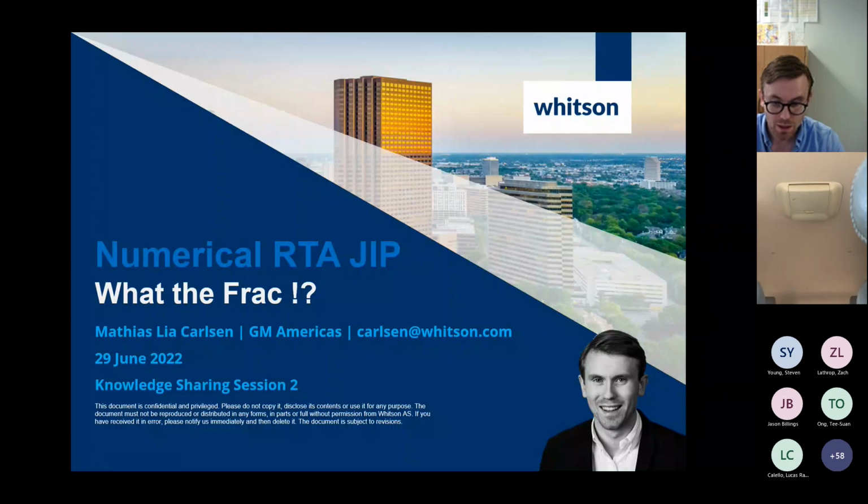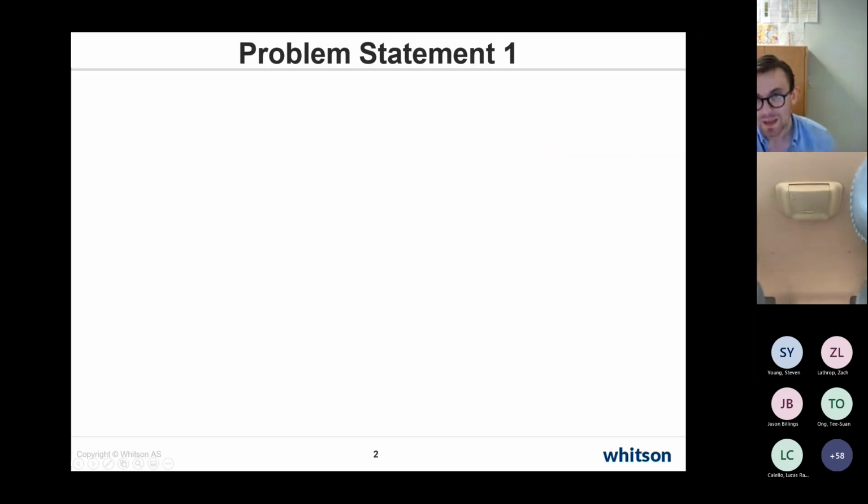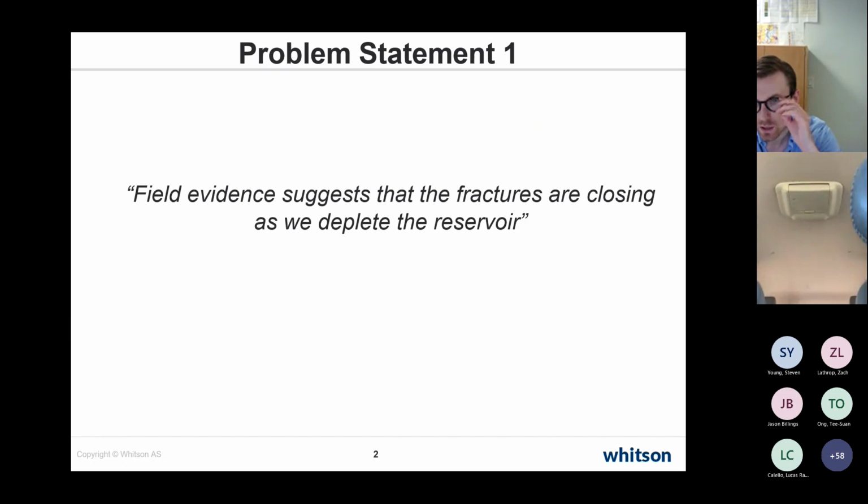And it's related to the problem statement that Stephen mentioned, that in some basins we see field evidence that suggests that the fractures are closing as we deplete the reservoir. And what does that mean? Well, it means that it's not a permeability reduction, or if it is a permeability reduction, that permeability goes to zero. So parts of the reservoir close off in terms of production, and essentially OIP is reducing with time, which is the example that Stephen just showed.